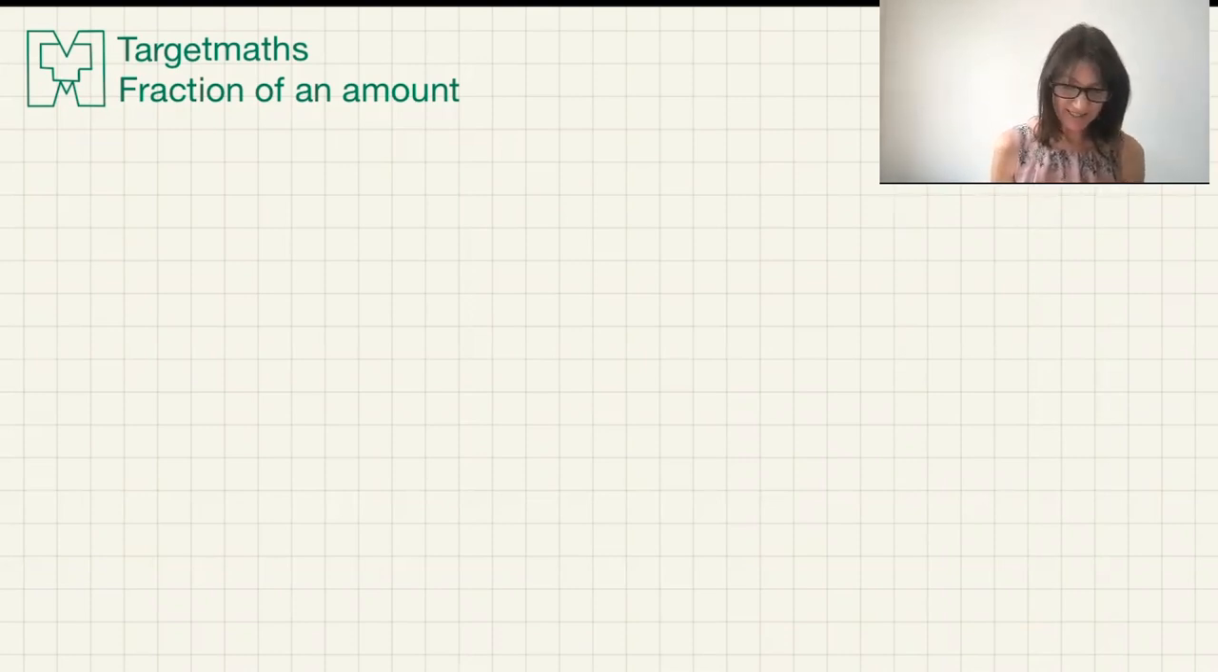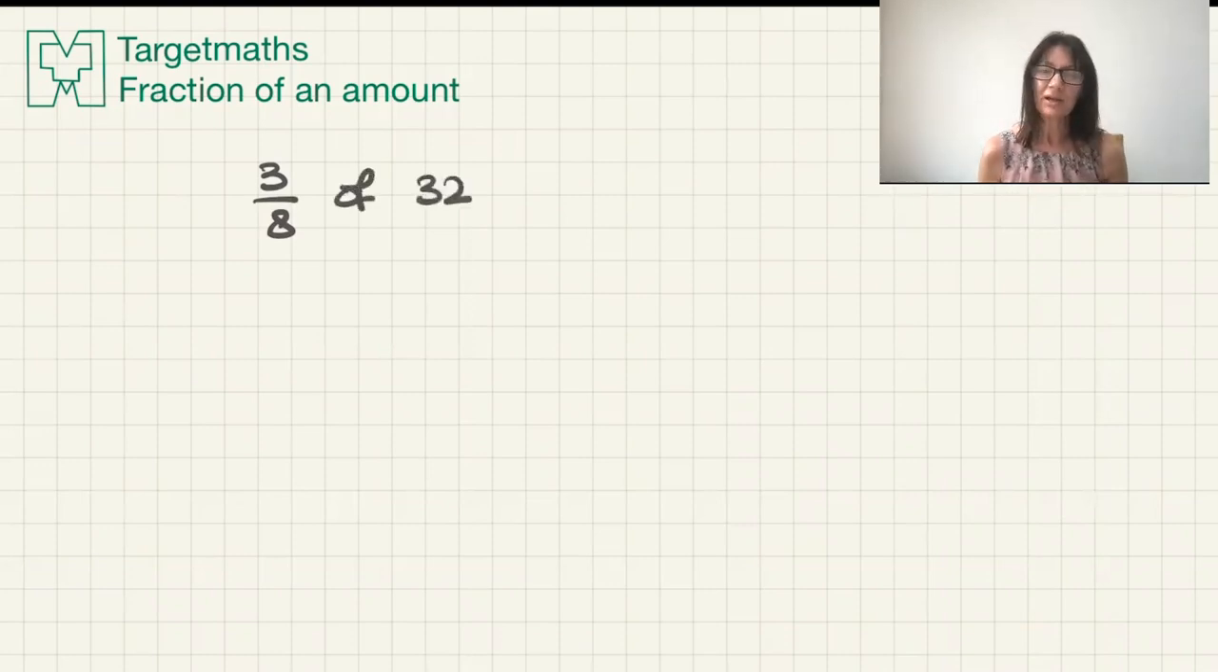Going to go straight into it. So we've got questions that look like this on our GCSE, 3/8 of 32. Let's do that. Okay, so the method for this, let's go straight to that first of all, is divide by the bottom, times by the top. So divide by the bottom, times by the top every time.